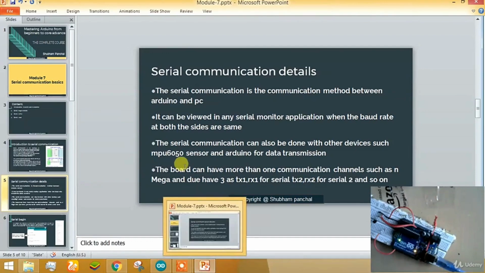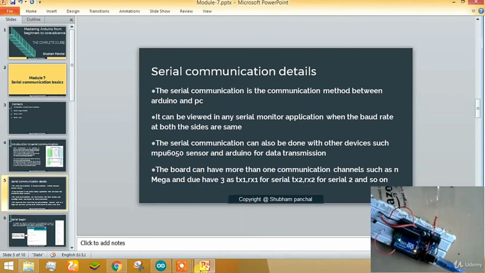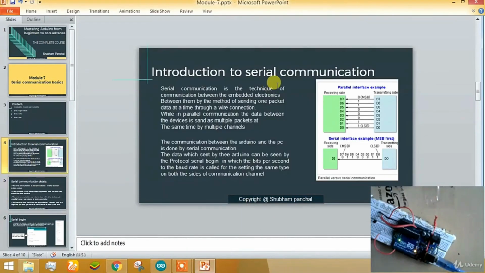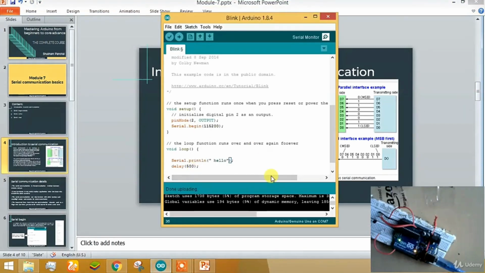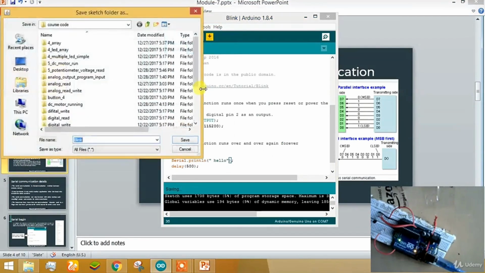Okay, let's recall everything. We have talked about serial communication, the difference between serial and parallel communication, what the baud rate is, and how serial communication between two devices happens. It consists of 2 wires, first for data and second for timing clock. We have made a small program here. I will be giving you the program in the first section of the module. You can get the program from there to perform your own experiments.